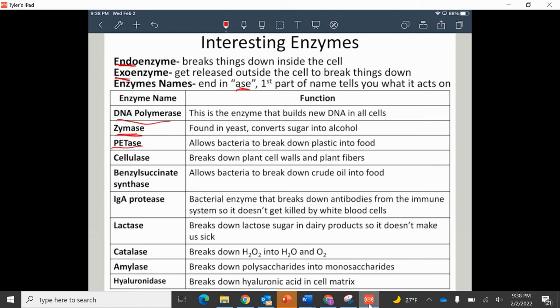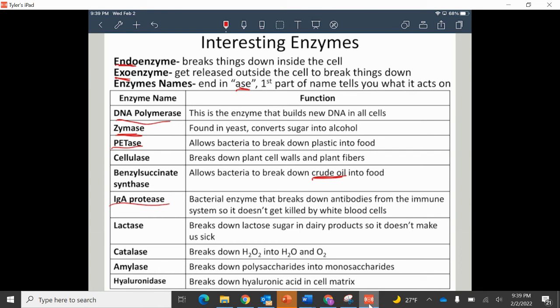Benzyl succinase, or benzyl succinate synthase, is its name. This is an enzyme that allows bacteria and other microbes to break down crude oil into food. We don't think of crude oil as a food source, but there are things that can eat it. Why? They have the right enzymes to be able to do that.